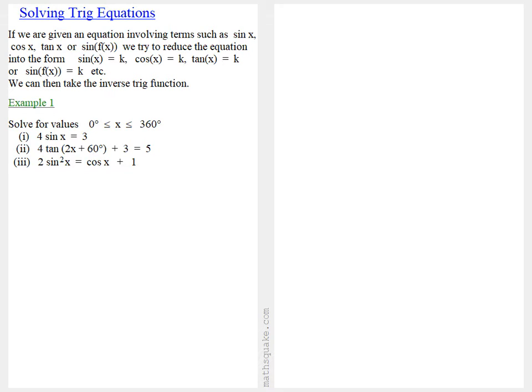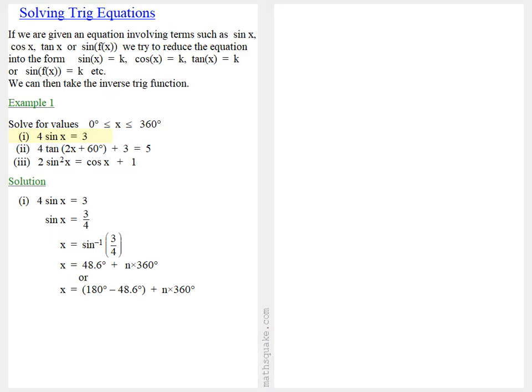Solve for values between 0 degrees and 360 degrees, 4 sin x equals 3. Well, we start with 4 sin x equals 3 and we divide both sides by 4. Now that gives us sin x is equal to 3/4. We can now take the inverse sine. So x is equal to the inverse sine of 3/4, which is 48.6 degrees plus n times 360 degrees, or 180 minus 48.6 plus n times 360 degrees.